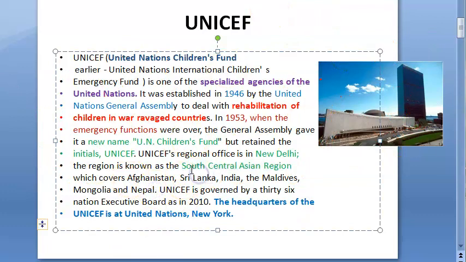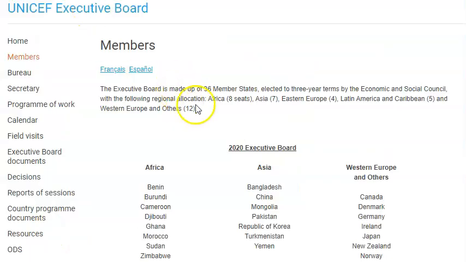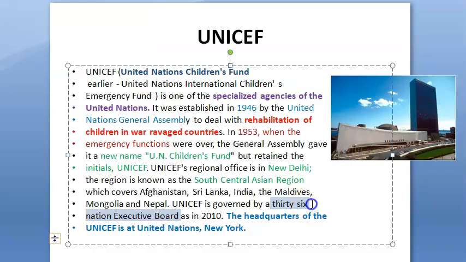What are the other countries covered? A lot of other countries are there. If you want, you can remember. This UNICEF is governed by a 36 nation Executive Board. As in 2010, oh wait, let's take the updated one. Even on the website, as of now, it is 36 member states itself. So that was the correct information. Do you know the Executive Board is there in WHO also? In that, 34 were there, right? In UNICEF there are 36.